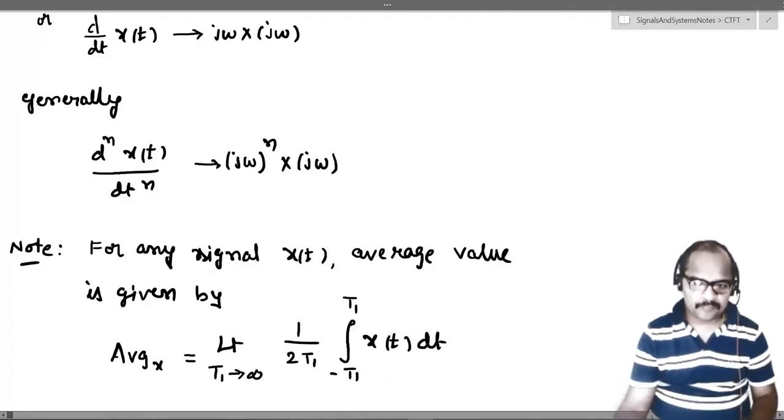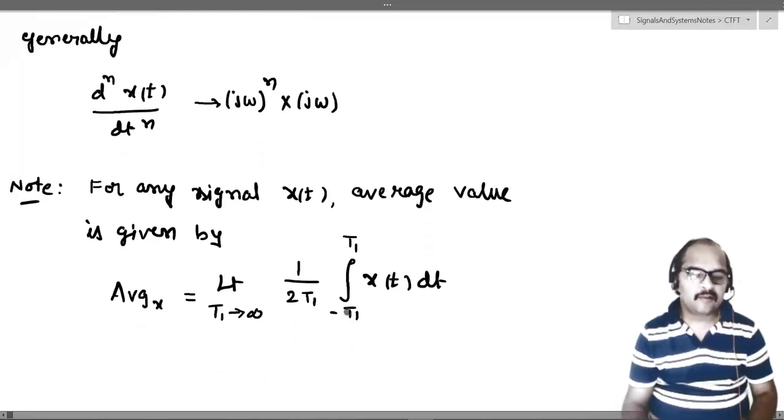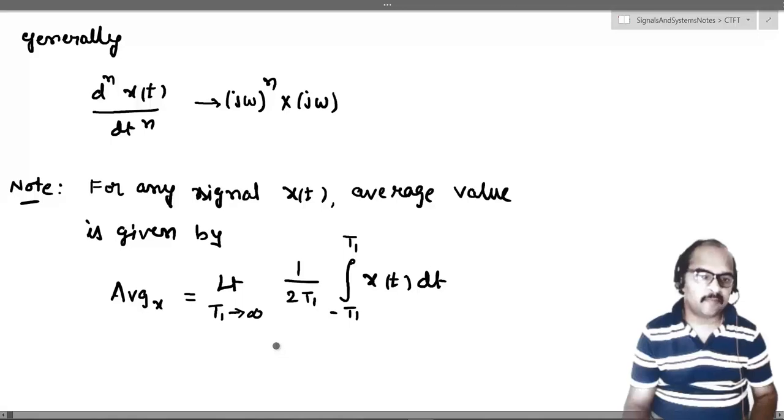Even for a periodic signal the same rule applies. But for a periodic signal, t would be the period and this limit will not be there. So for a periodic signal there won't be a limit, and t1 is the same as the period of the signal x of t. But in general, for any signal x of t, the average value is defined like this.